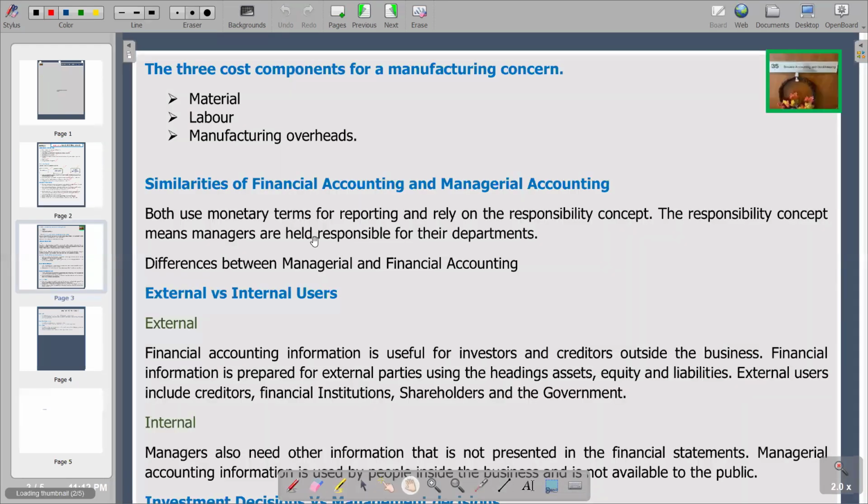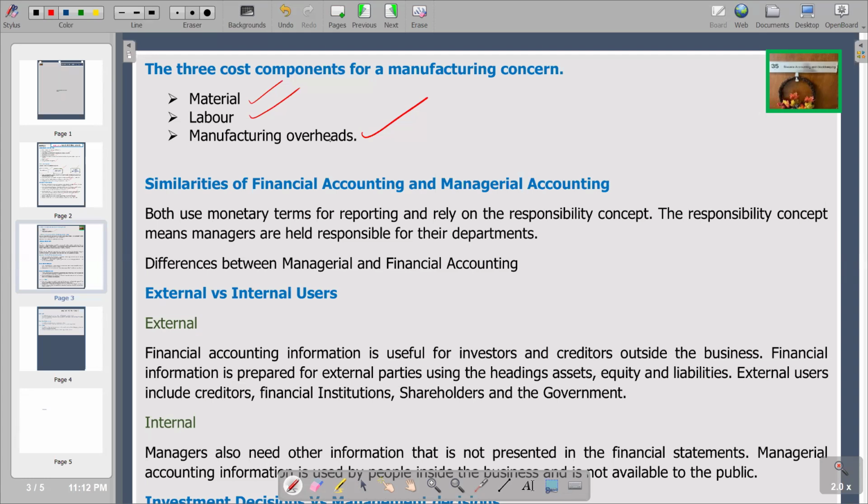So moving on to the next section, we have now the three cost components for a manufacturing concern. The third cost component of a manufacturing concern is manufacturing overhead. We would want to understand what exactly we mean by manufacturing overhead. Manufacturing overhead basically is the sum of all indirect costs. It is very important for you to take note that when we're talking about overheads, we are talking about indirect costs. So we are saying the sum of all indirect costs associated with the production process.